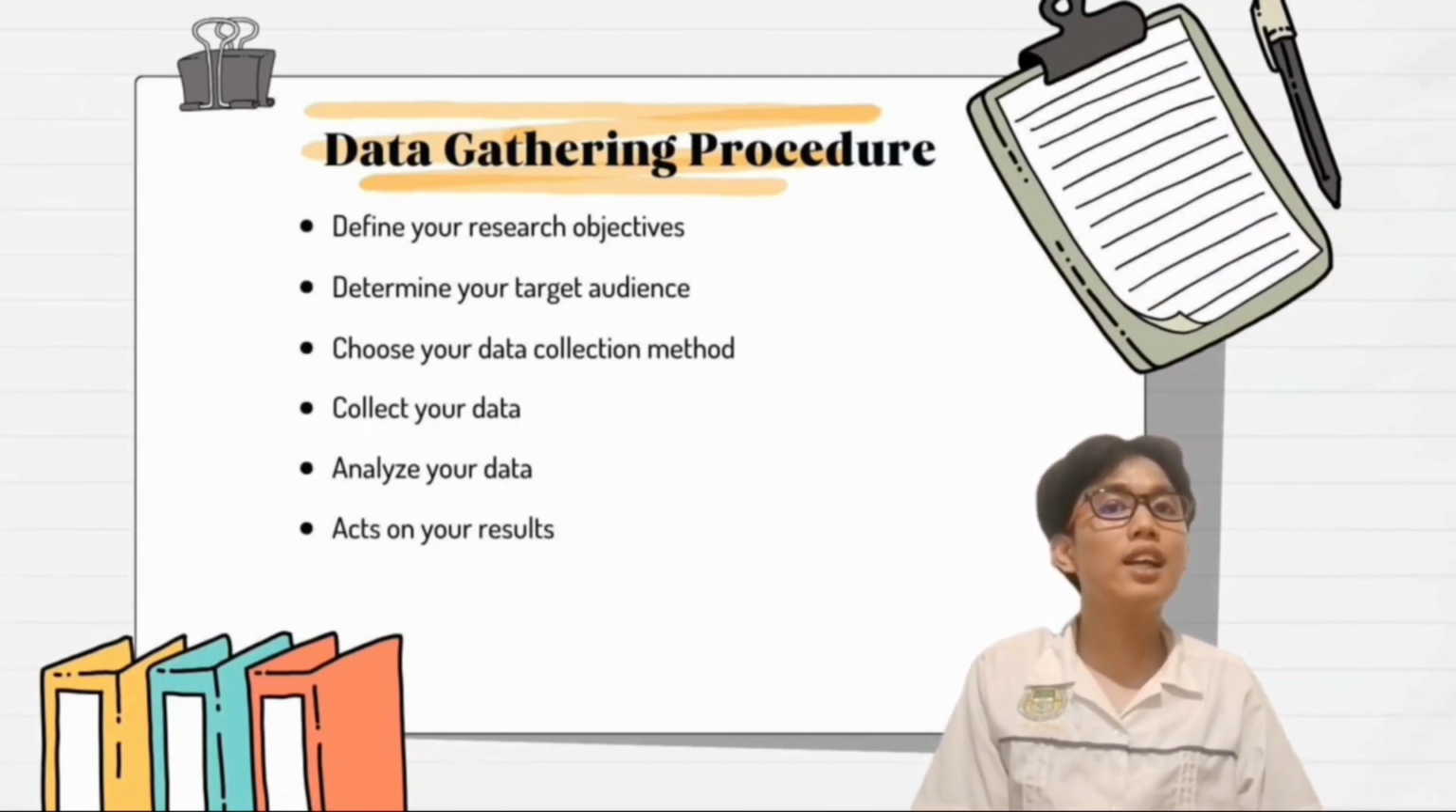Fifth, analyze your data. To analyze your data in research, systematically examine, interpret, and draw conclusions from the collected information to address your research questions or hypotheses. Lastly, act on your results. After analyzing the results of your research, take appropriate action by interpreting the findings, drawing conclusions, and considering their implications for further investigation or practical application.